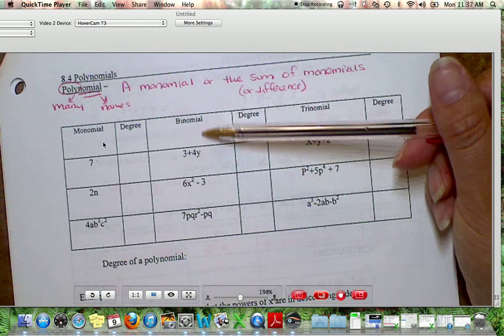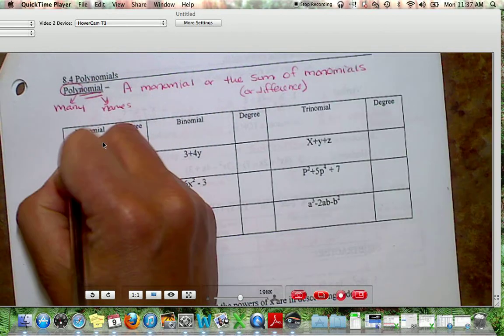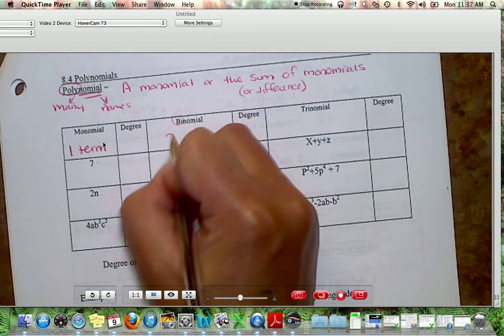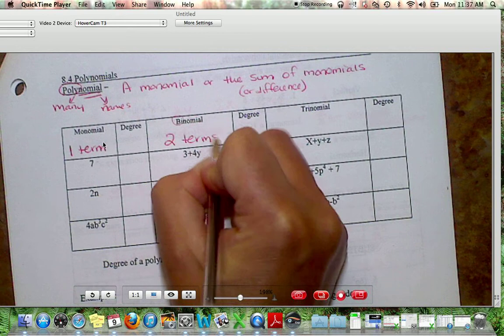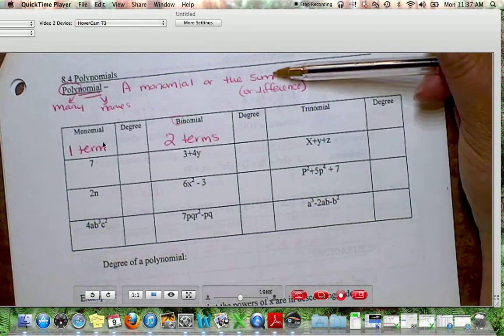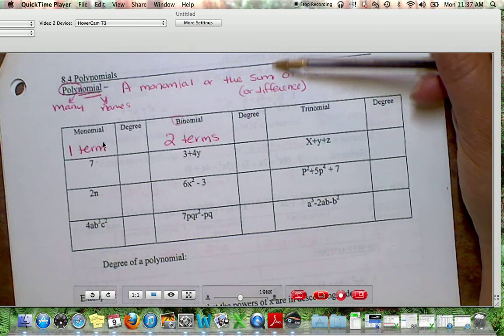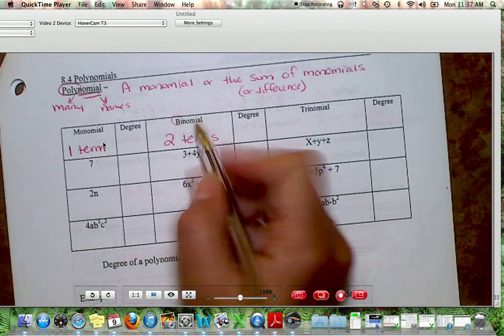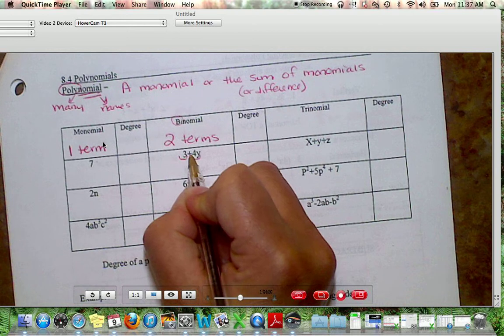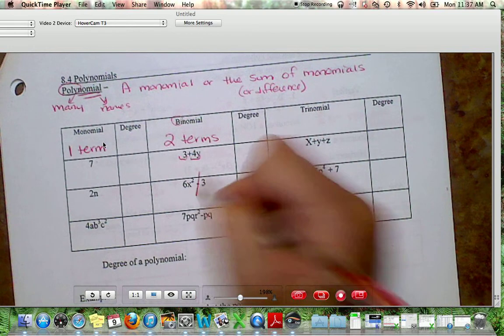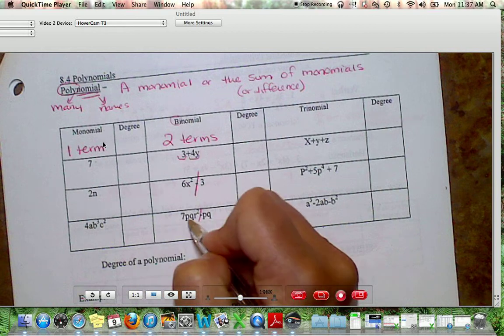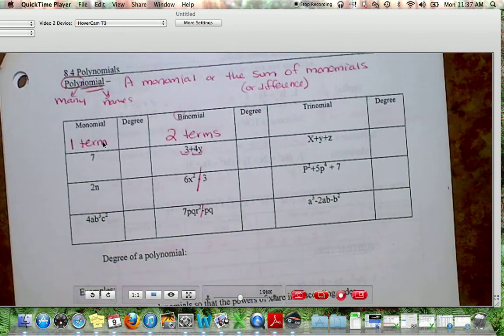These are examples of binomials. So a monomial has one term. A binomial has two terms. And the terms are separated by addition or subtraction. That's where the sum or the difference comes in. So there's one term here and one term here. The addition is what breaks it. So that's two terms, 1, 2. This is two terms, 1, 2. So it's the addition or subtraction that breaks it up.